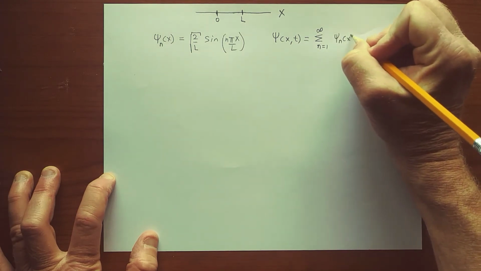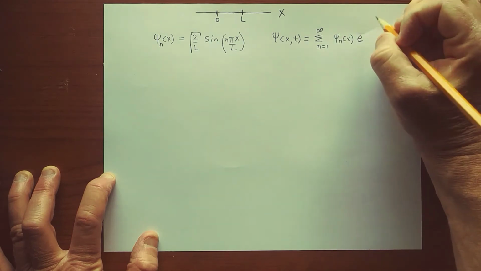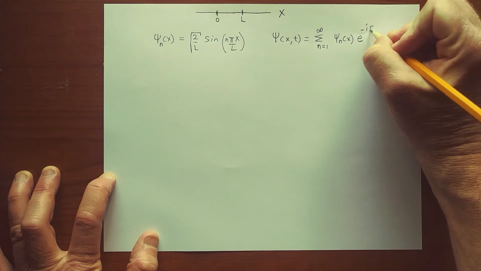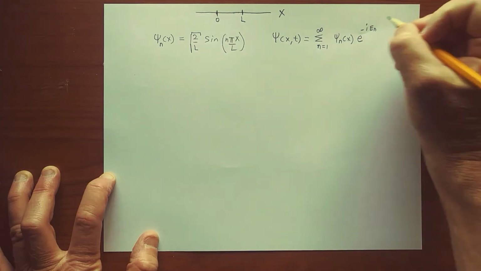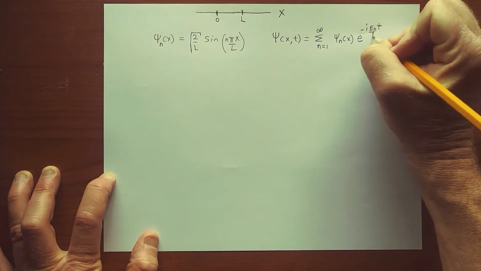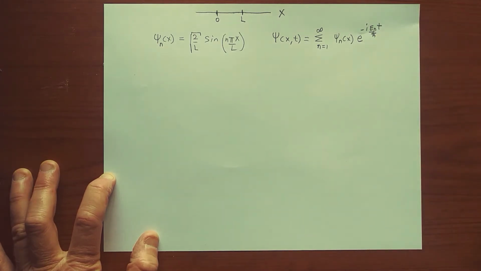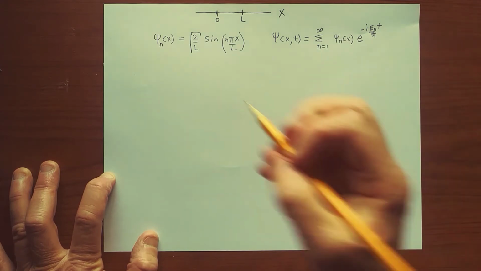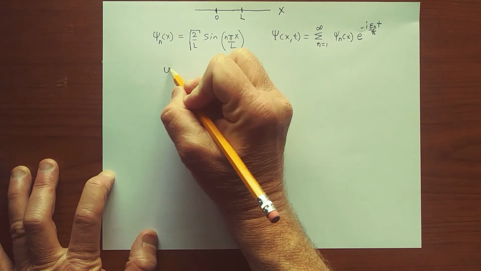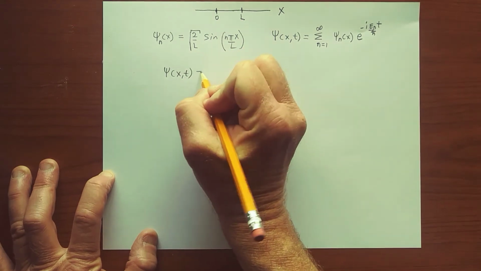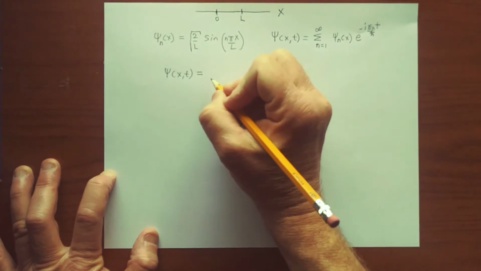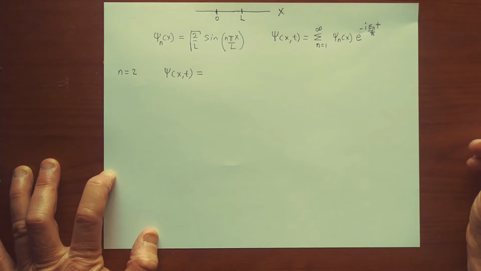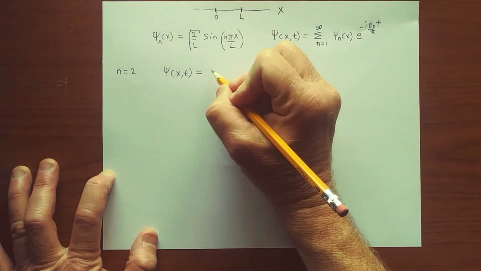psi n of x times the time part, which is e to the minus, in terms of particle properties with the energy, En t over h bar. It looks like that. So let's say that the particle is described, let's pick one of these. Let's say n equals 2. So we choose n equals 2, and we decide that the particle is in this state.